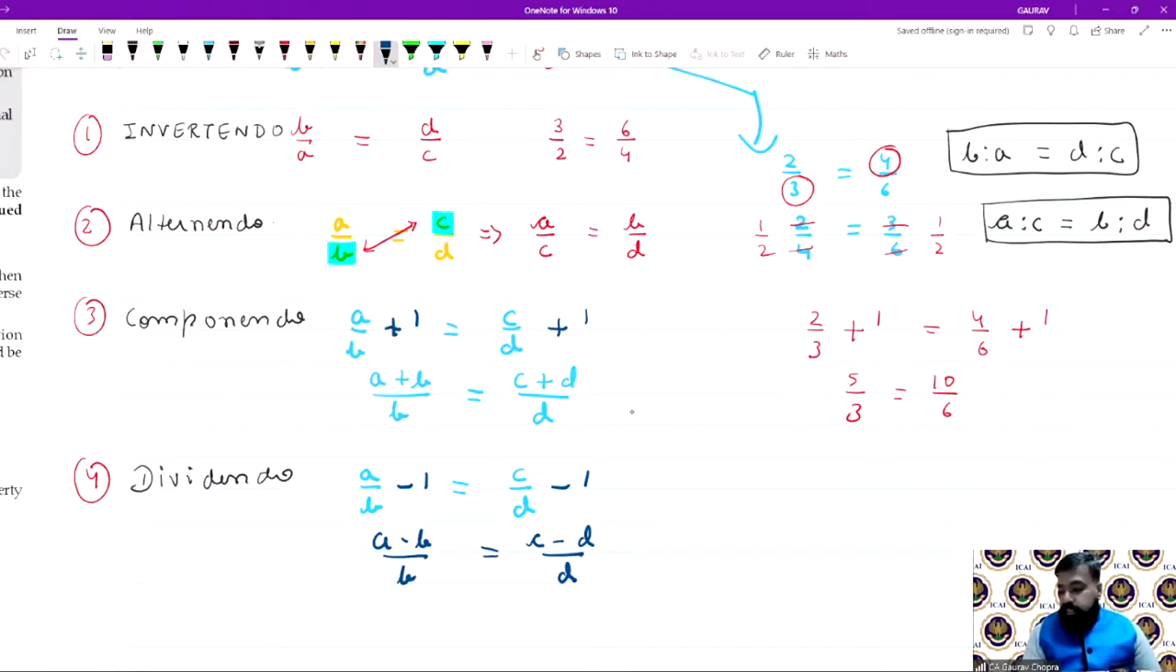So we can check this again on the given example. 2/3 minus 1, and then we are having 4/6 minus 1. So what will come?